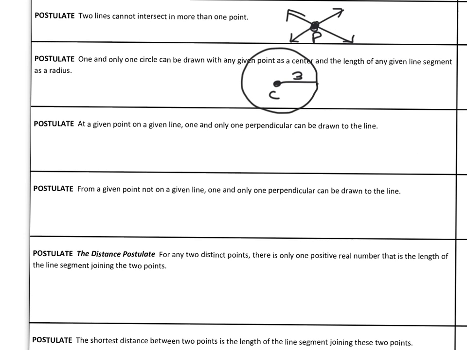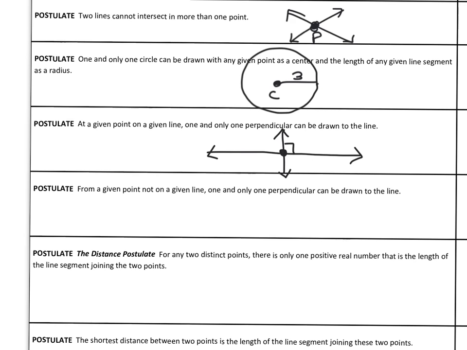At a given point on a given line, one and only one perpendicular can be drawn to the line. So if I have this line and I'm picking a specific point, only one line can be drawn to that line that's perpendicular. Because again, any other line would not be making a right angle. It has to make a right angle in order for it to be perpendicular, so there's only one line that'll be able to do that.